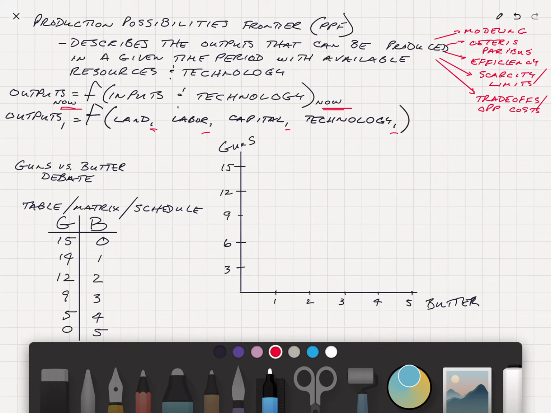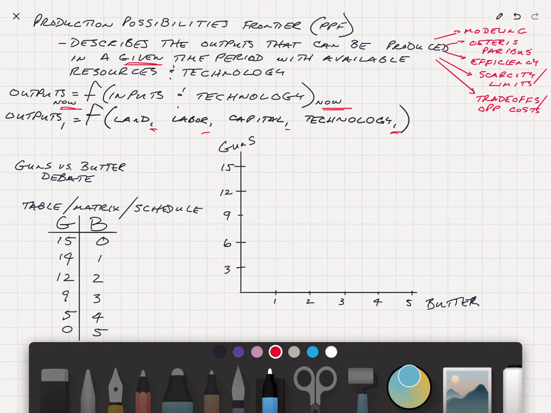Similarly, I'm going to look at this subscript 1. The outputs that an economy can produce at time period 1 depend on the land, labor, capital, and technology at time period 1. Both of these general functional forms rely on given. When you see given, that means ceteris paribus.